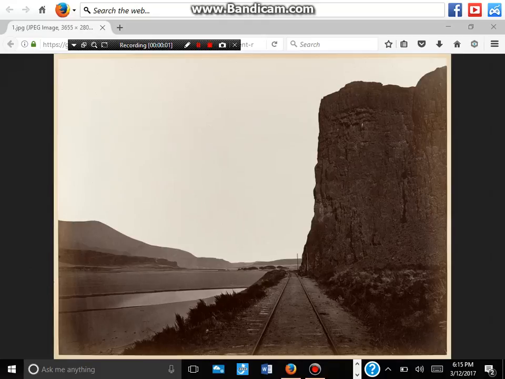So the three things I will talk about for this photo are vantage point, time, and color and tone. Let's start with vantage point.